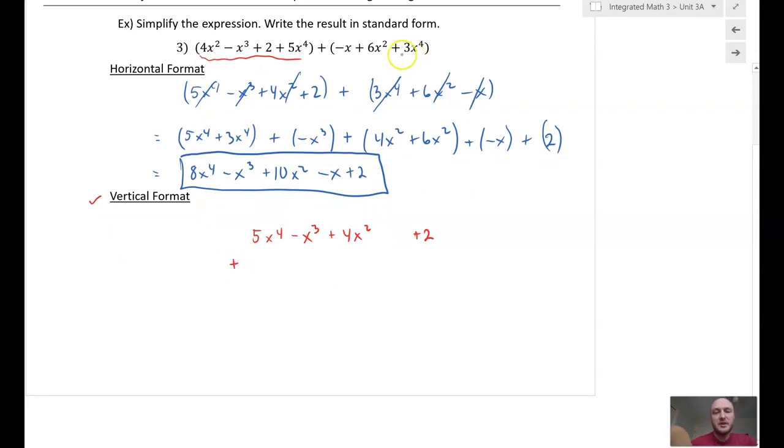Then I'm going to add, and I'm going to place the like terms below their counterpart. So I have 3x to the fourth. No x cubed terms. I have a 6x squared. And I have a minus x. And then no x to the 0 terms. So now I'm just going to add vertically. So 5 plus 3 is 8.